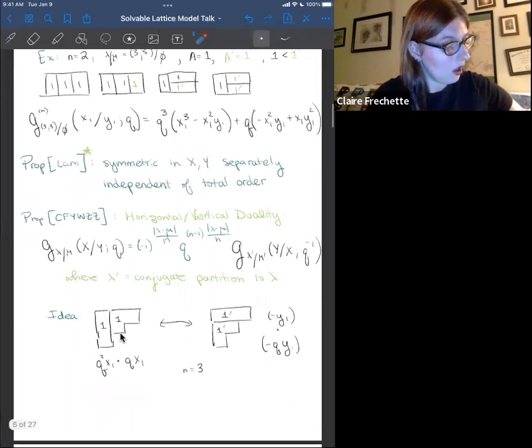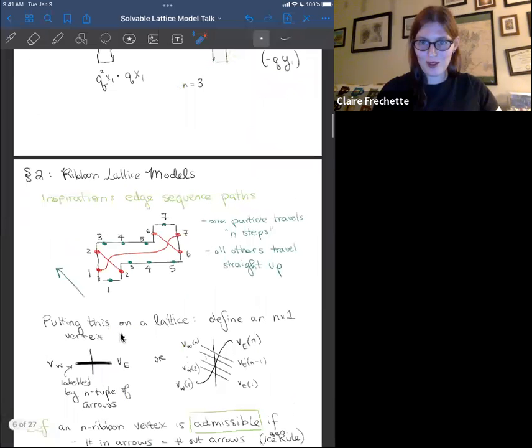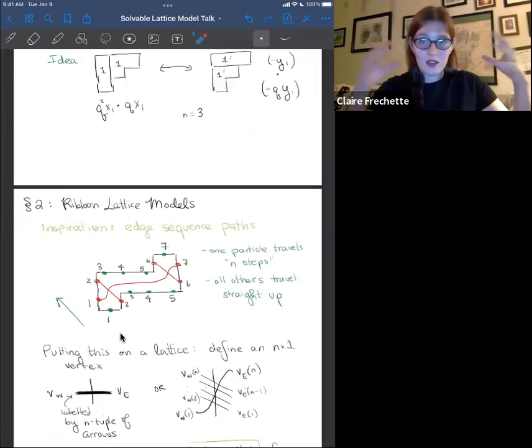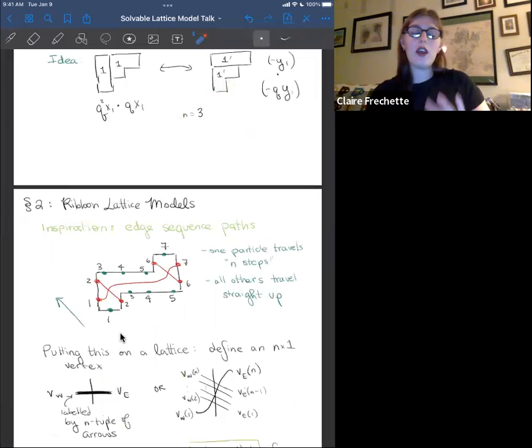So this is a lattice model seminar. I should probably tell you about a lattice model. The original project that our REU students worked on all the way back in 2019 was taking these ribbon tableaux and figuring out how to think about this as a lattice.